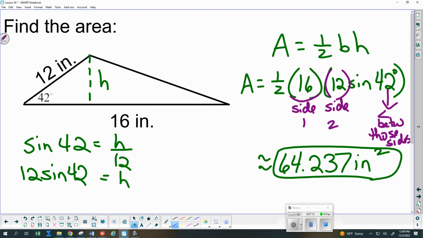So maybe I can have a formula that says area is a half base times height, or if it's easier, area is 1/2 times one side times another side, if I have numbers for both of those, times the sine of the angle between those two sides. So let's see if we can prove that.